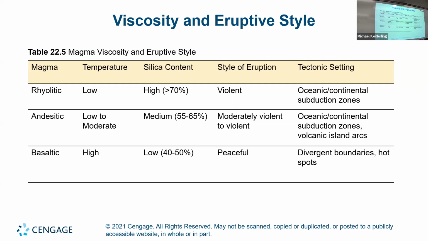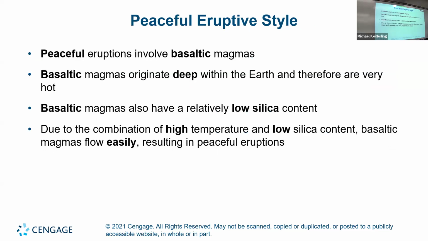And then basaltic, these have high temperature, low silica content, they have peaceful eruptions. They happen at divergent boundaries or hotspots, like divergent boundaries like Iceland, or hotspots like Hawaii. Peaceful eruptions involve basaltic magma. Basaltic magma comes from deep within the earth, and therefore it is hot. They also have relatively low silica content, so they come out low viscosity. They flow easy. And the combination of high temperature and low silica content, basaltic magmas flow easily, resulting in peaceful eruptions.